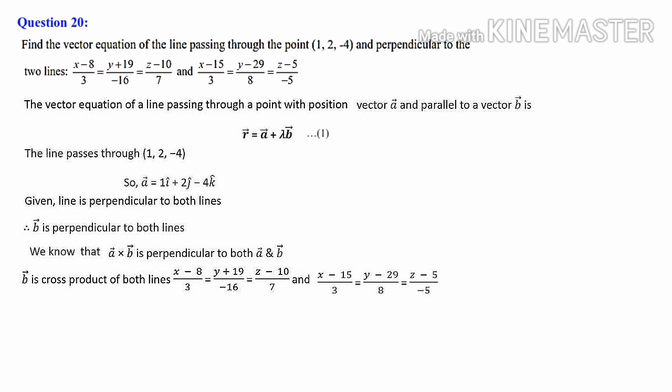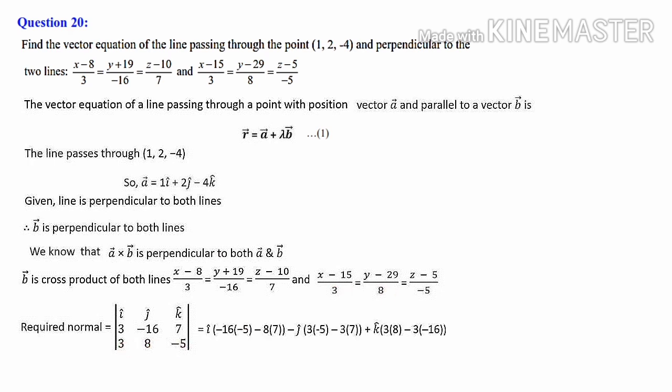So let's find out the normal. That is, required normal is the determinant. Here i j k we have written, then a1 b1 c1. That means here the equation of line is in the form (x - x1)/a, (y - y1)/b, (z - z1)/c. So this a1 b1 c1 is in the denominators. So we have to take that as 3, -16, 7, and here a2 b2 c2, that is 3, 8, -5. When you do the calculation, i cap into that row and column is gone.